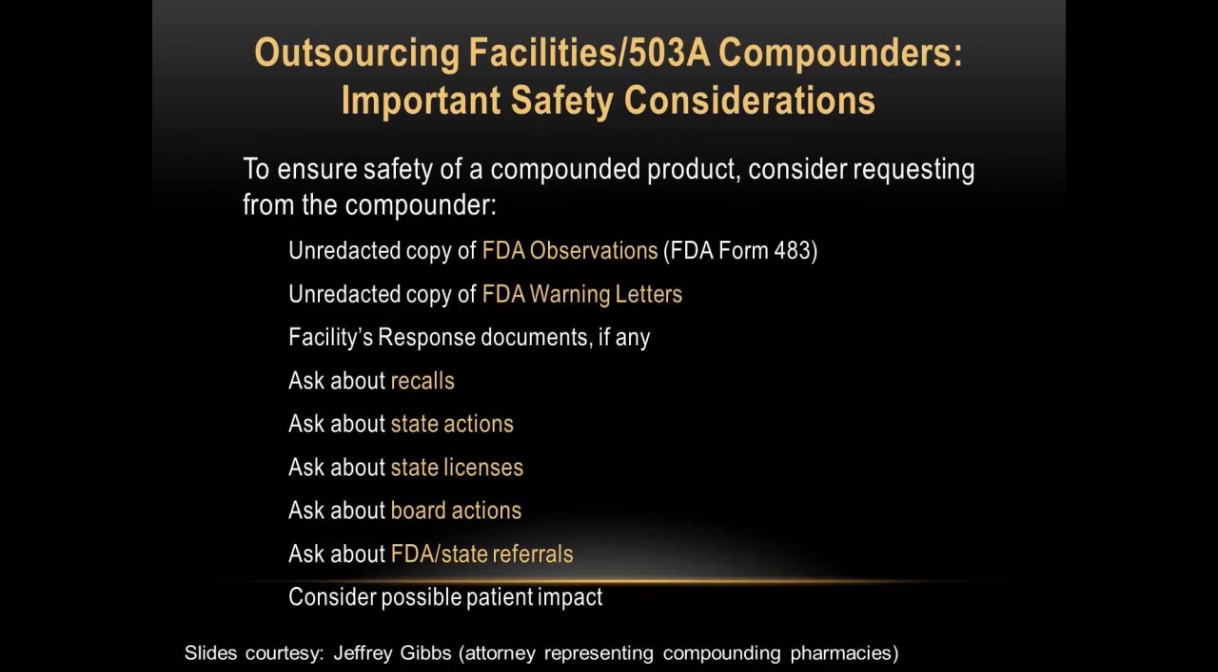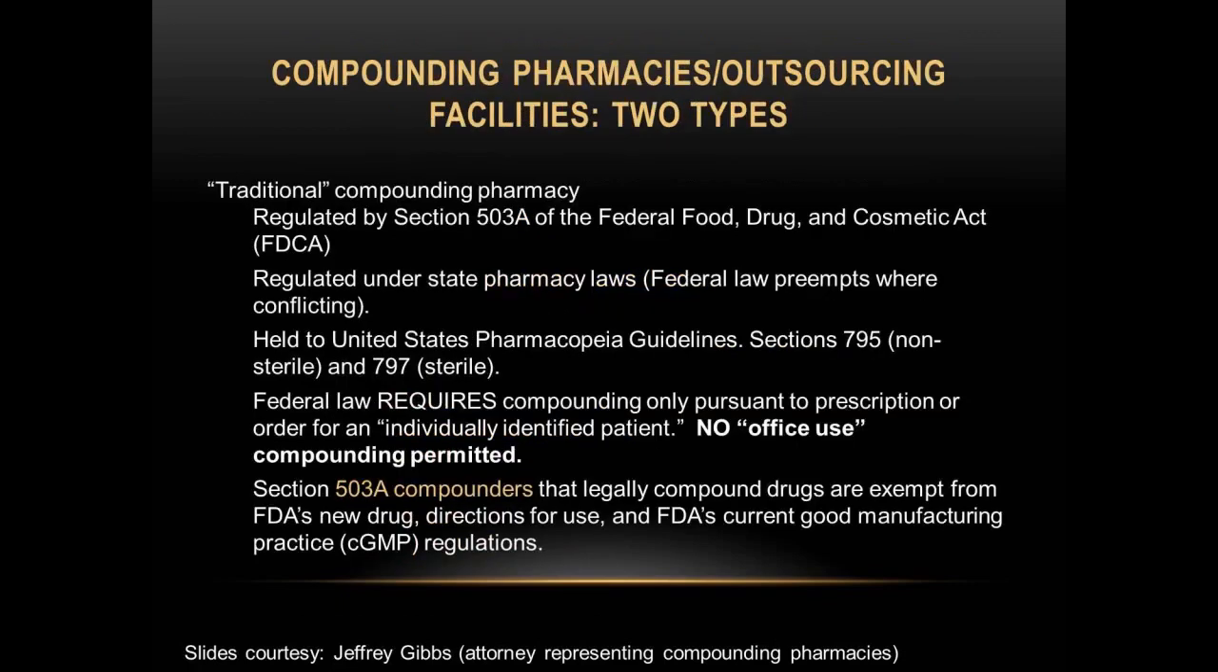If you are going to use a compounding pharmacy, there are several things that you need to ask for and keep records of. Unredacted copies of their FDA observations, if there were any, and any warning letters. Ask about recalls, state actions, state licenses, board actions, and FDA state referrals, because you really have to consider the possible patient impact. So these compounding and outsourcing, the two types, as I said, the traditional compounding pharmacy is a 503A. They are regulated under state pharmacy laws.